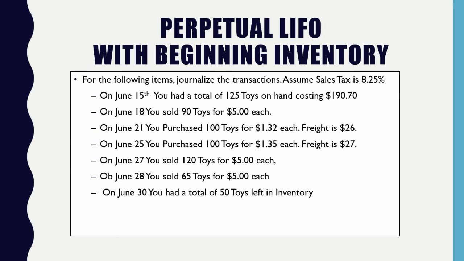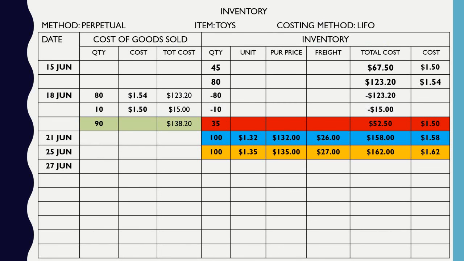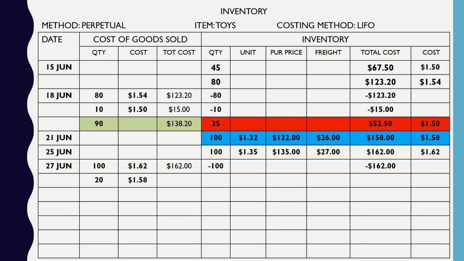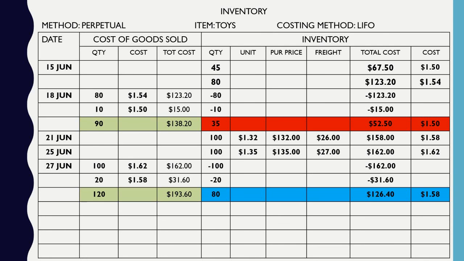So the next scenario says on the 27th of June, we sold 120 items, just like the previous example. This time, we notice that we can go ahead and get rid of our orange batch, and we're going to take 20 out of our blue batch. So we calculate our orange, we eliminate the orange batch, and now we don't have it anymore. Now we're going to take 20 out of the blue and calculate that. And once we get rid of that, we now update our inventory because now we have 80 remaining in our blue batch. Okay. So far, so good.